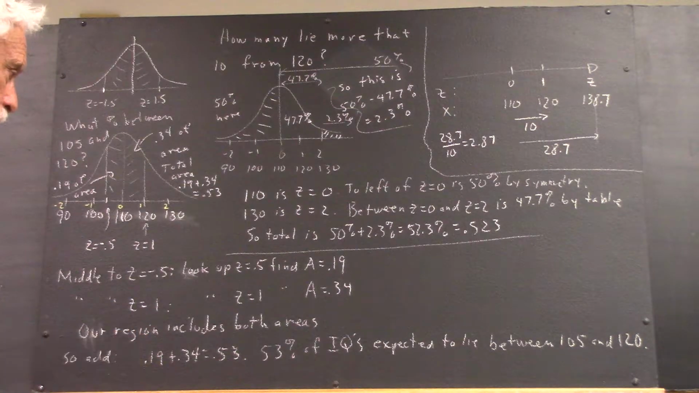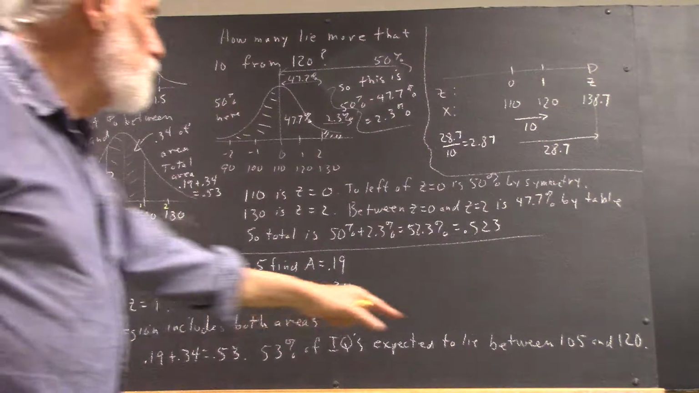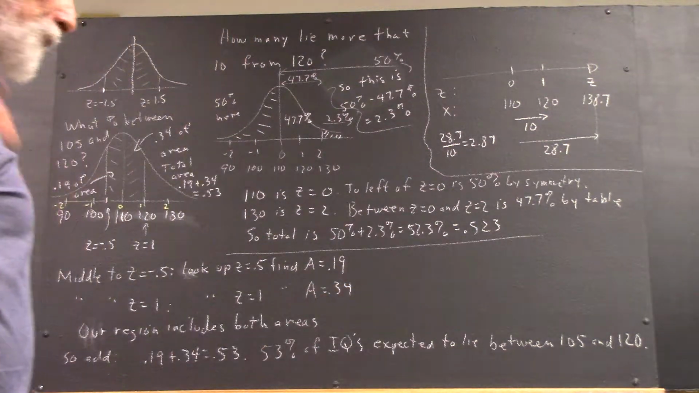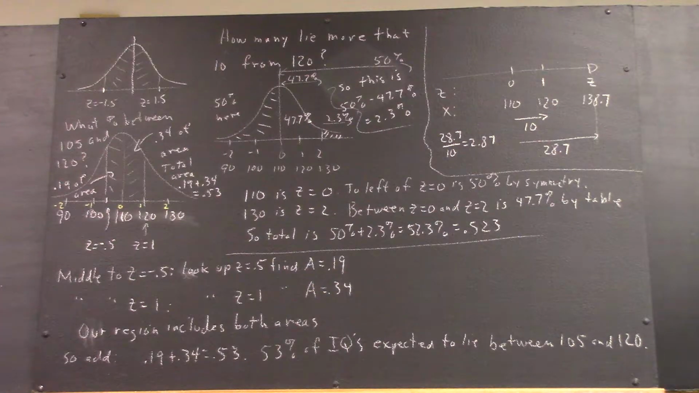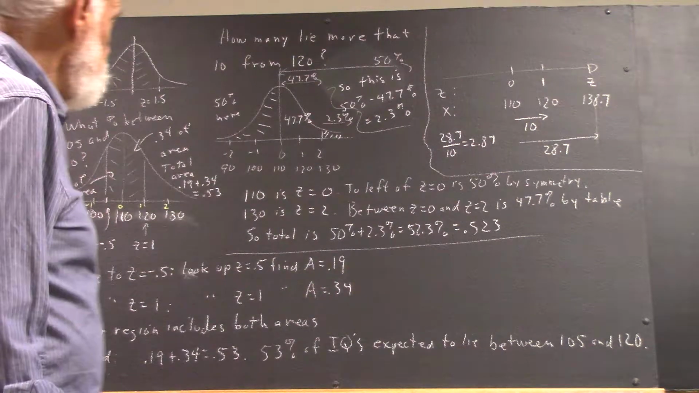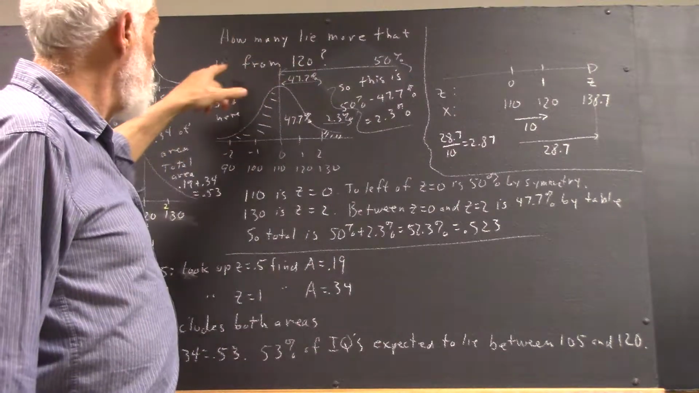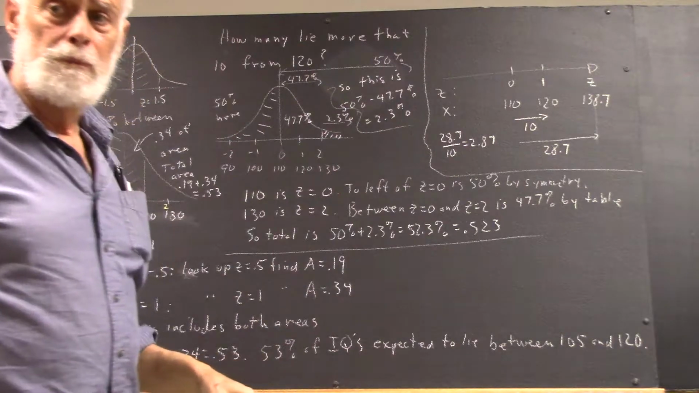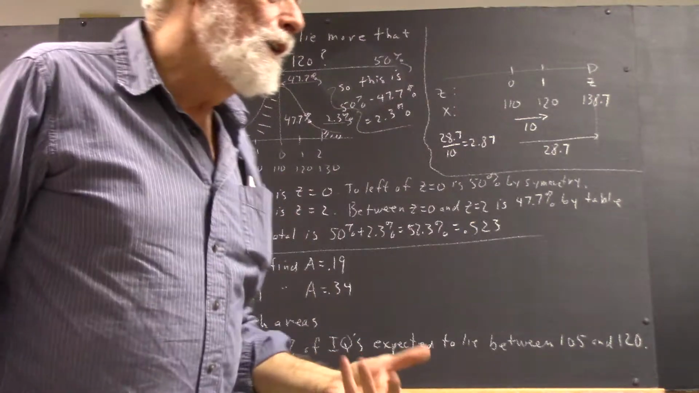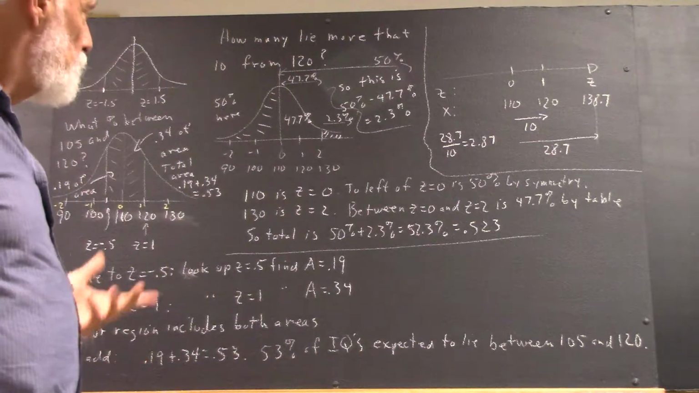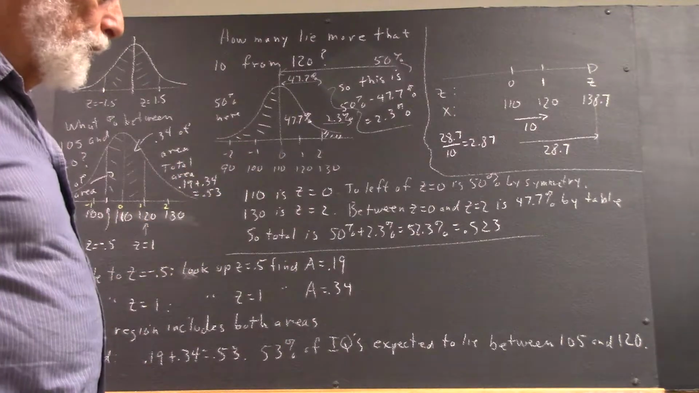So we see the note down here. You can read that. It says the same thing I just did. The next question we tackled was: how many lie more than 10 units, more than 10 IQ points from 120. Now the word "more" kind of confused people. So there's a significant amount of confusion on this, and I use the situation.